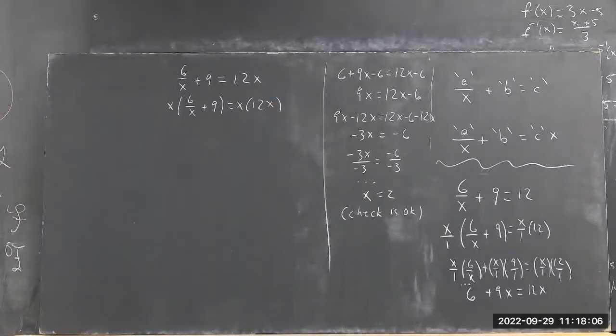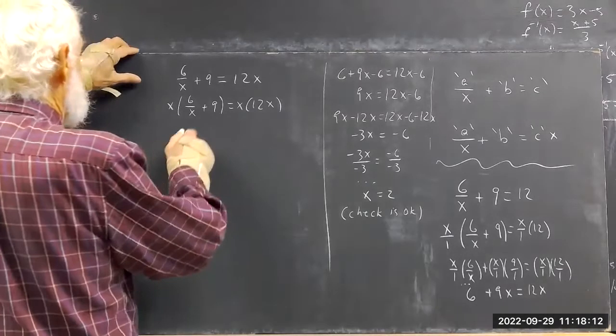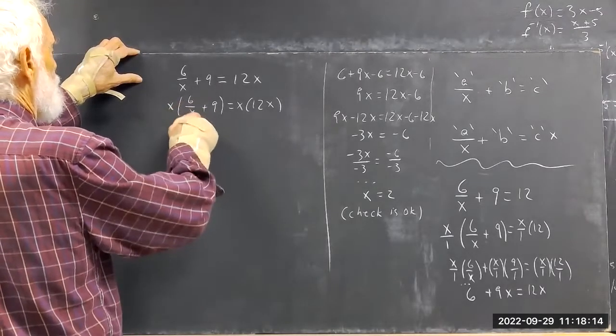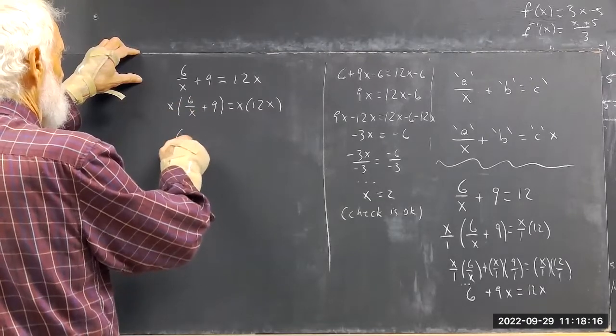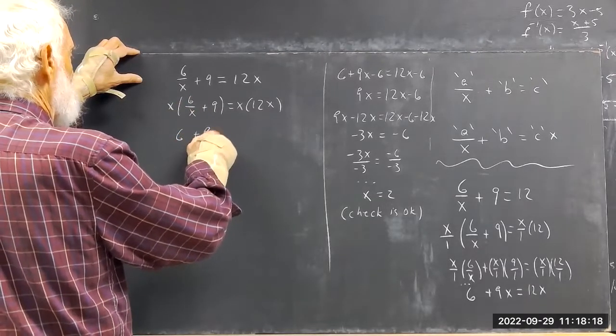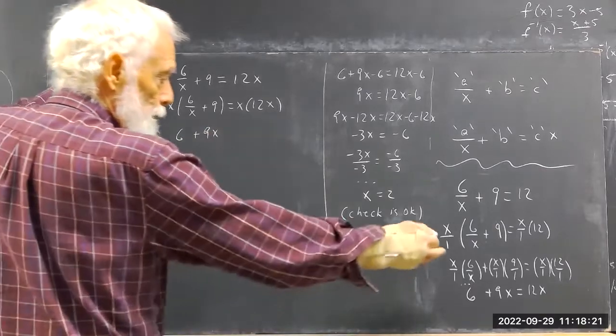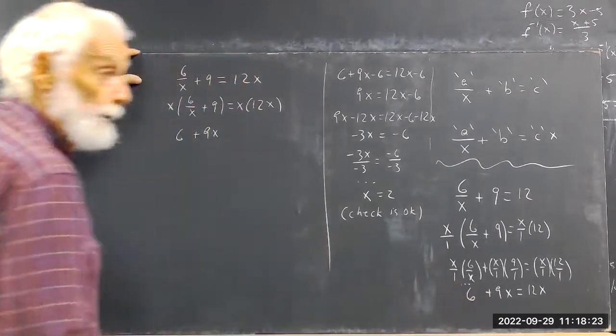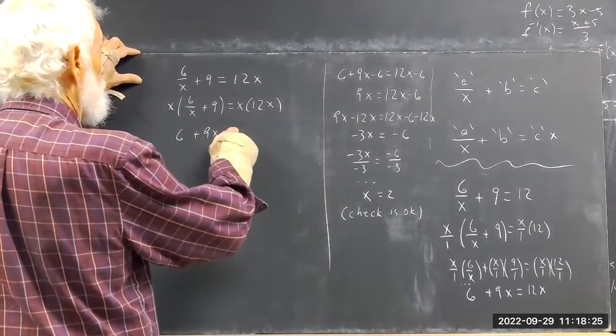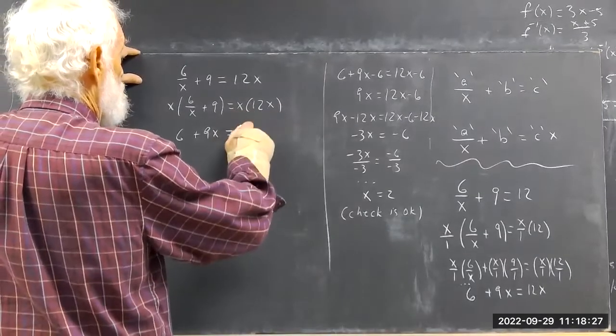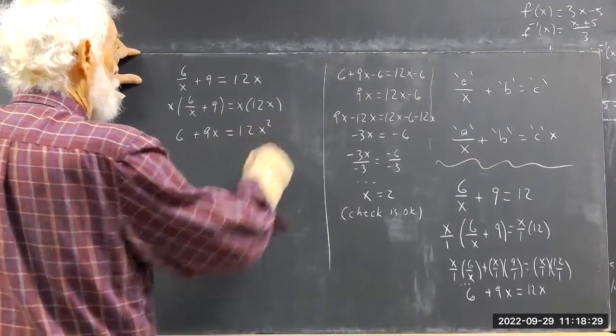Okay. And I'm not going to go through all the detail over here, but you want to think it. So x times 6 over x is going to be 6. x times 9 is 9x, of course, for the same reasons as we got down here. The only difference is we have an x times 12x, which gives us a 12x squared.